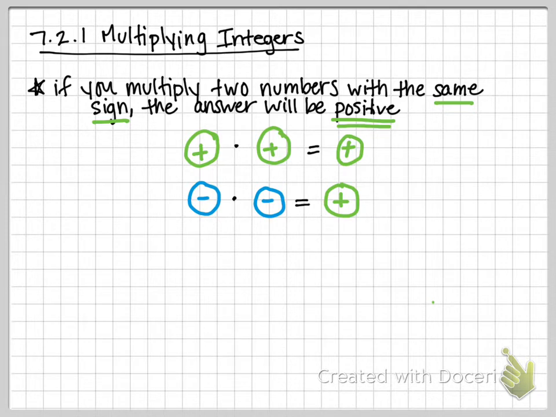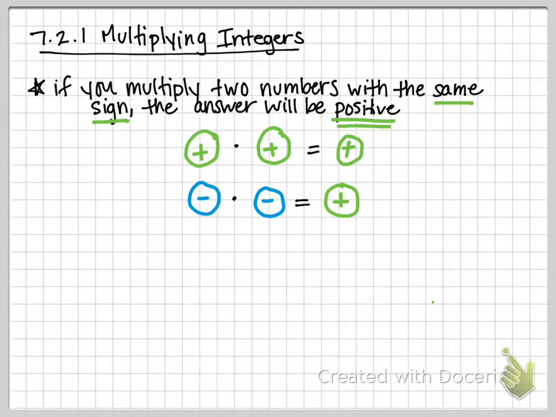So no matter what, if the sign is the same, the answer is positive. If they're both positive and we're multiplying, the answer is positive. If they're both negative and we're multiplying, the answer is positive. So the signs are the same, it will always be positive.